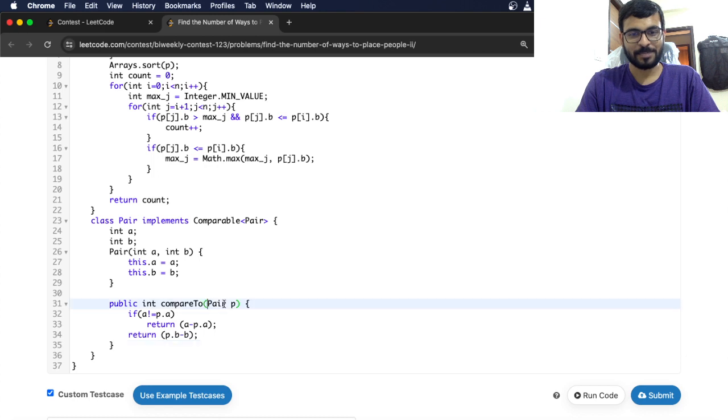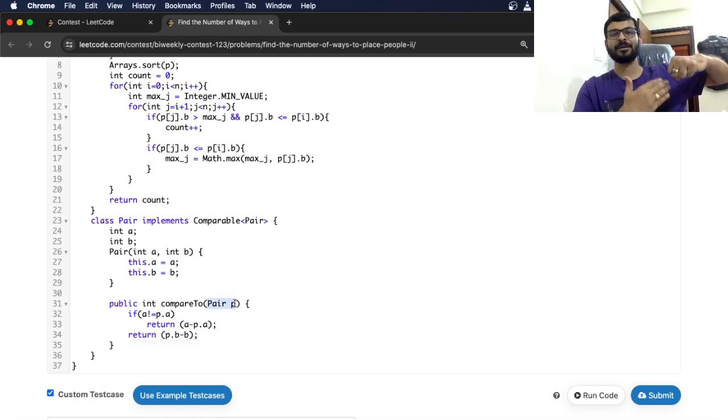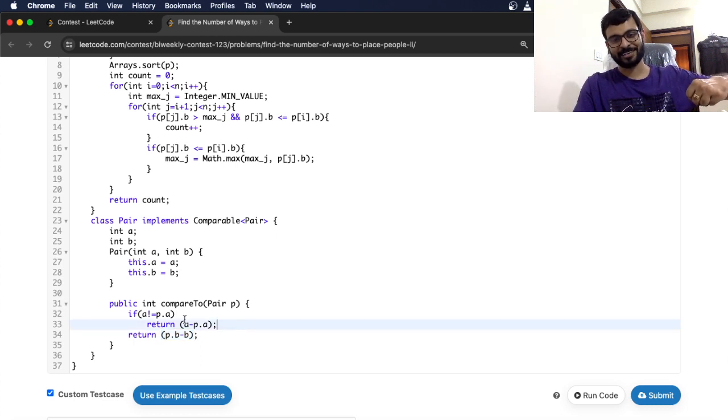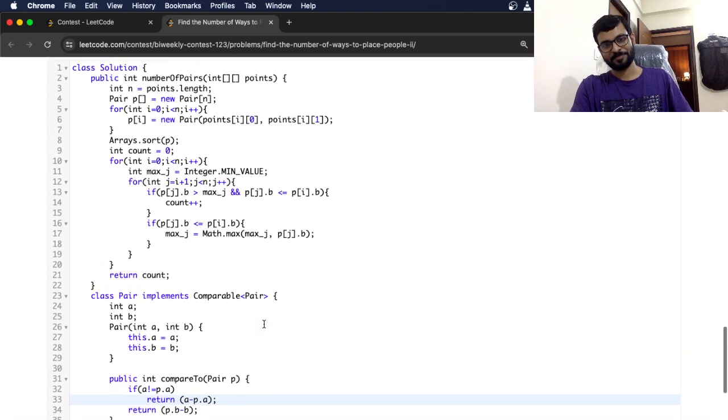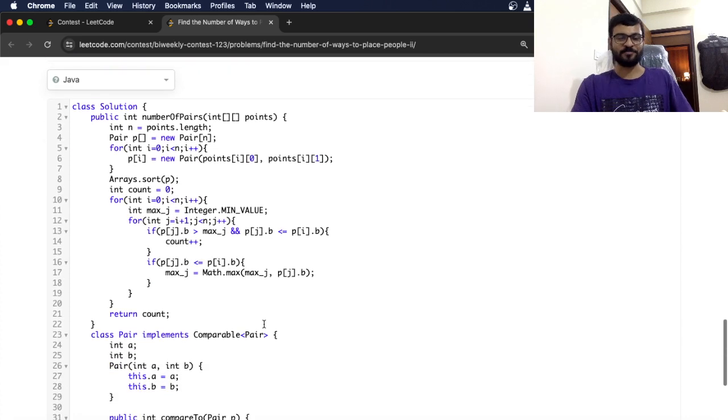So pair P is basically as if an object is saying, hey, am I smaller than P or am I greater than P? And I'm saying, okay, this depends on whether your A is smaller than P's A or your B is greater than P's B. That's why. And if this is a number less than 0, then we conclude that the current element is less than P, and if this is greater than 0, then we conclude that it is greater than.